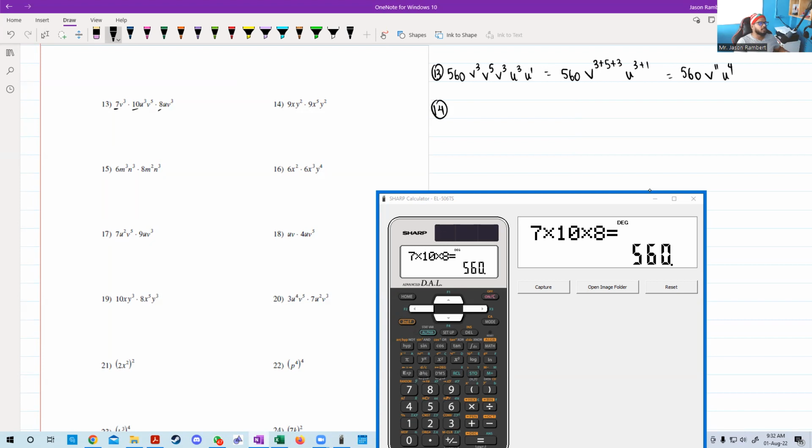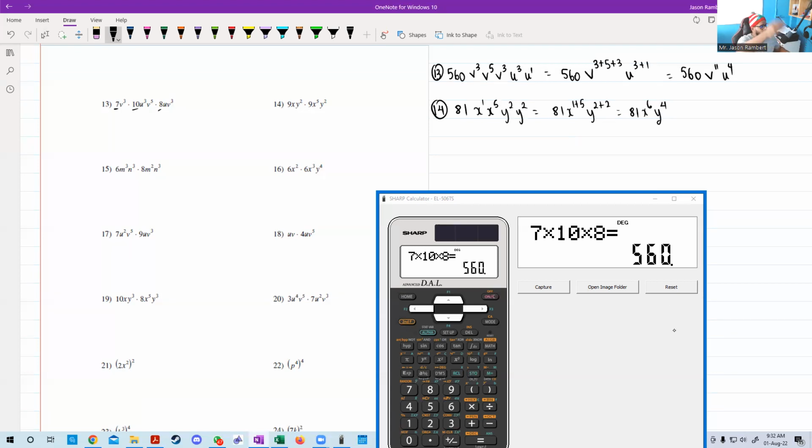Same thing I'll do with number 14. I'll multiply my numbers, and then group the same bases together: x to the 1, x to the 5, y squared, y squared. Then I add them. 81, x to the 1 plus 5, y to the 2 plus 2. 81, x to the 6, y to the power of 4. Easy?